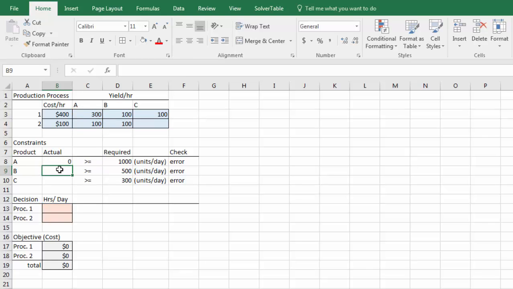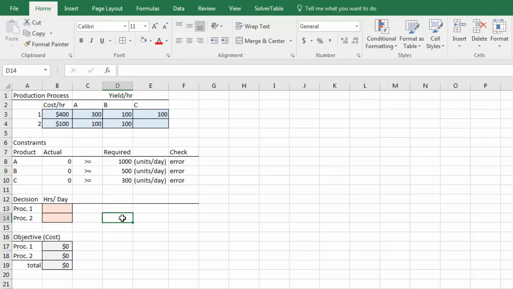B, likewise, the amount of process 1 we use times process 1's output of B, plus the amount of process 2 we use times machine 2's output of B. And then finally C equals the amount of machine 1 we use times its output of C. And that's all because machine 2 doesn't produce any C. So that one's easy. Okay, now we're all set.